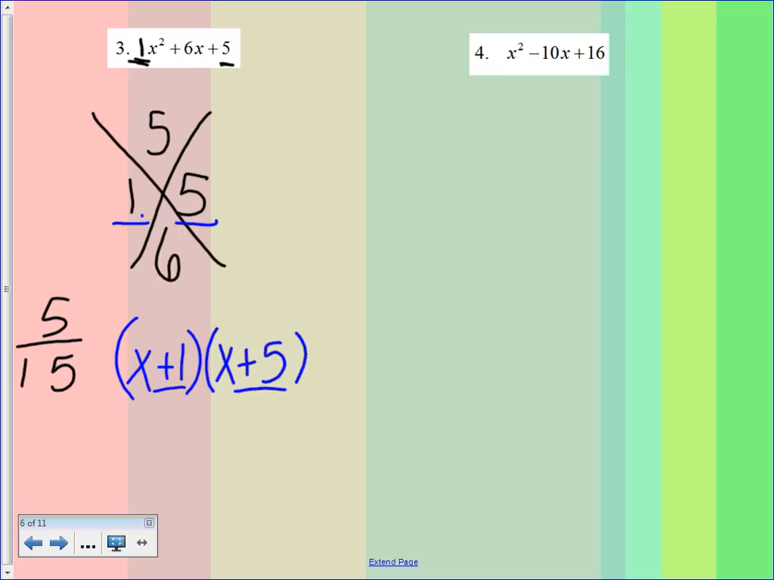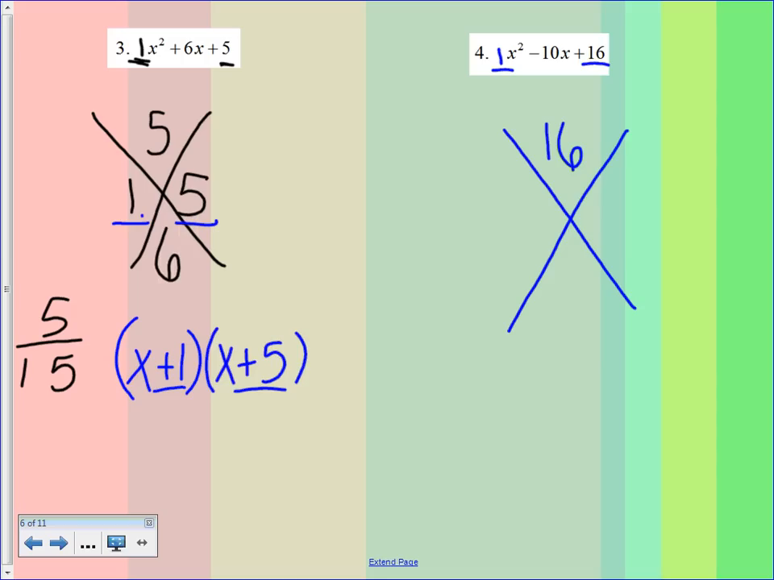Positive 5, so I put plus 5. Let's take a look at number 4. So for number 4, we have a product of 16. 1 times 16 is 16. Remember, this only works if our a is equal to 1.